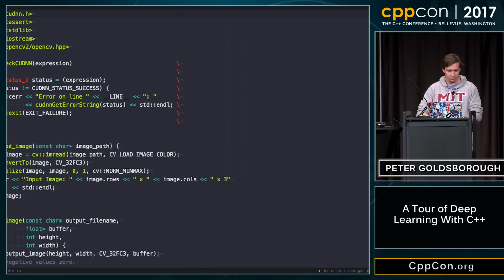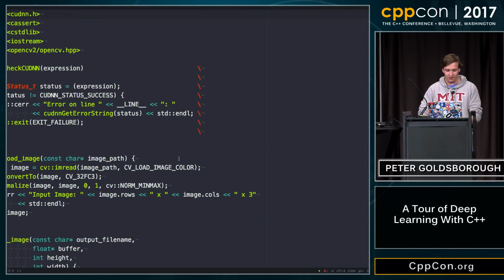All right. Is that big enough? All right. So let's look at some code, and we can actually run it afterwards.